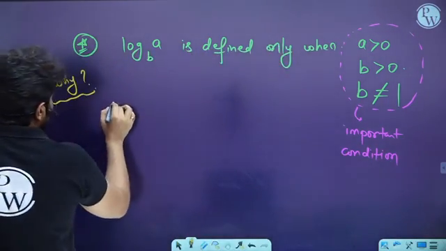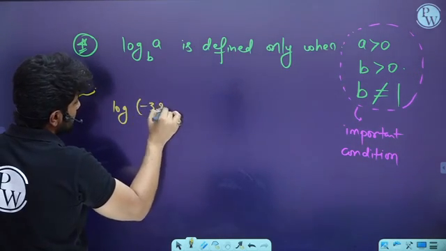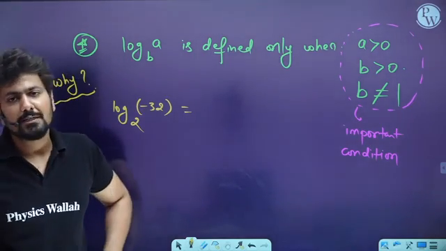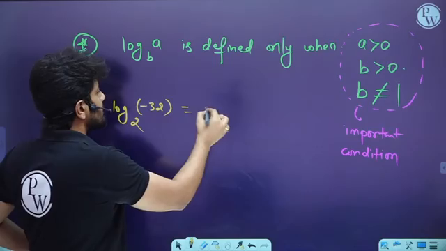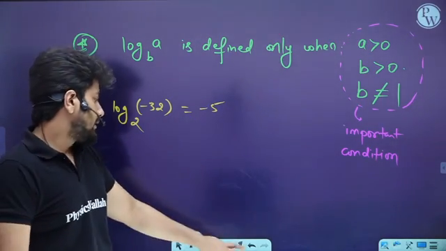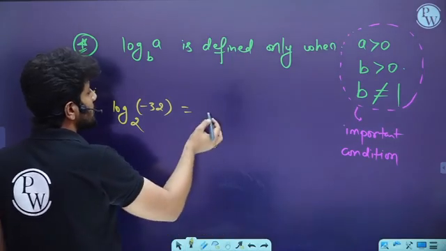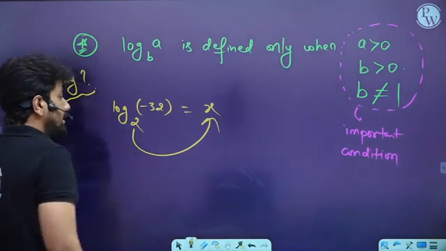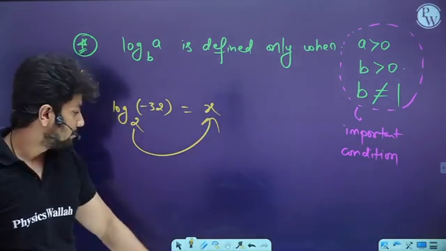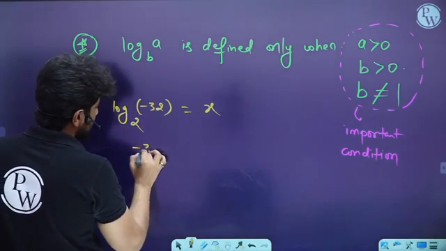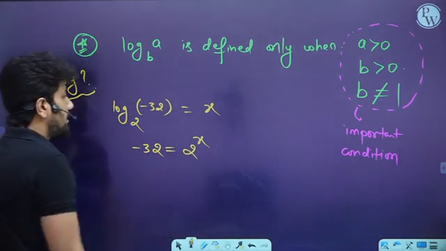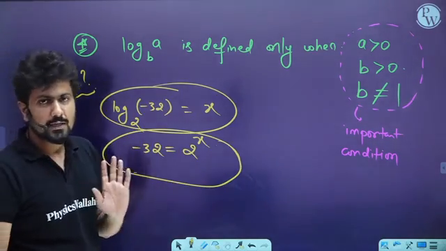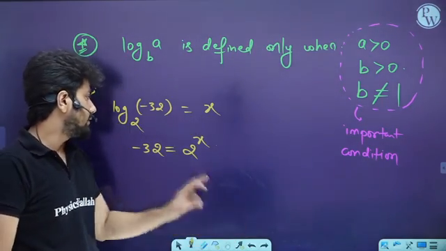Suppose I ask you what is log of -32 to the base 2. You can't say that this is equal to -5. Of course not. Suppose you say that this is equal to some number x. So basically what is this x? X is the number such that when you raise 2 to the power x, you get the number -32. Is it possible? So basically -32 is equal to 2 raised to the power x. This was the logarithmic form, and I have converted it into the exponential form. This is the first step I've done.